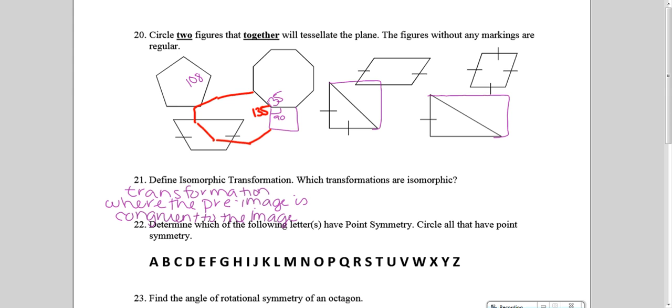And other transformations that are isomorphic are reflections, because they don't change size. Our rotations, again, don't change the size, they just change the orientation. And our translations.